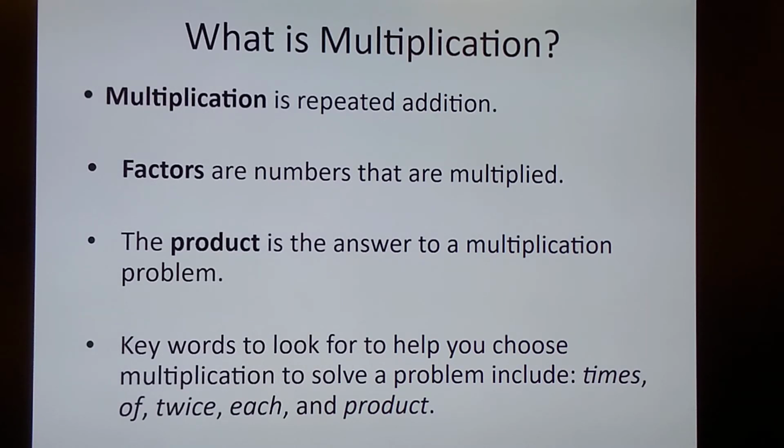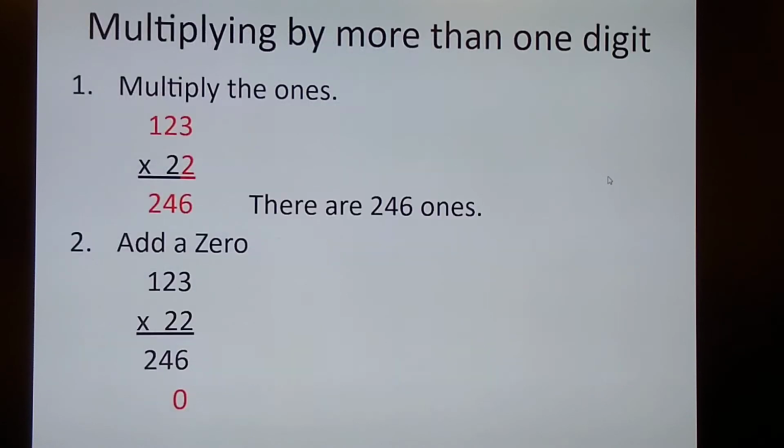Keywords to look for to help you choose multiplication to solve a problem include times, of, twice, each, and product. Anytime you see those words in a multiplication word problem, chances are it's a multiplication word problem. Those are the key words to look for. And of course, there's others that you'll pick up on as time goes by.